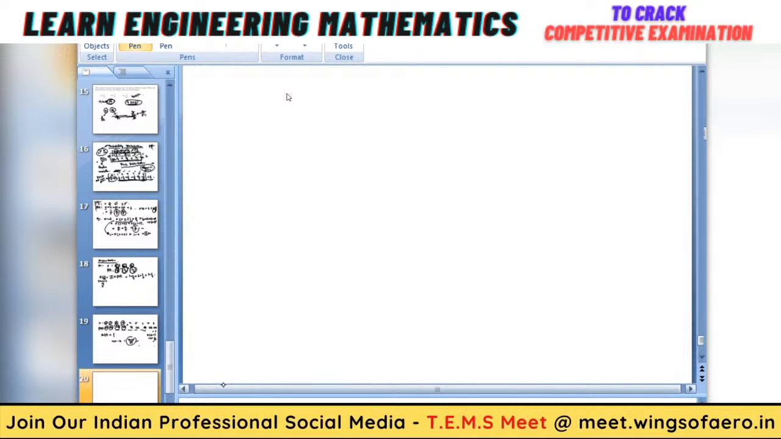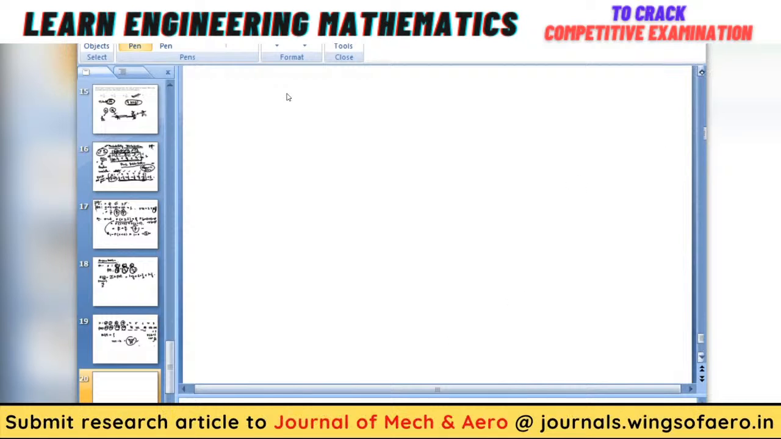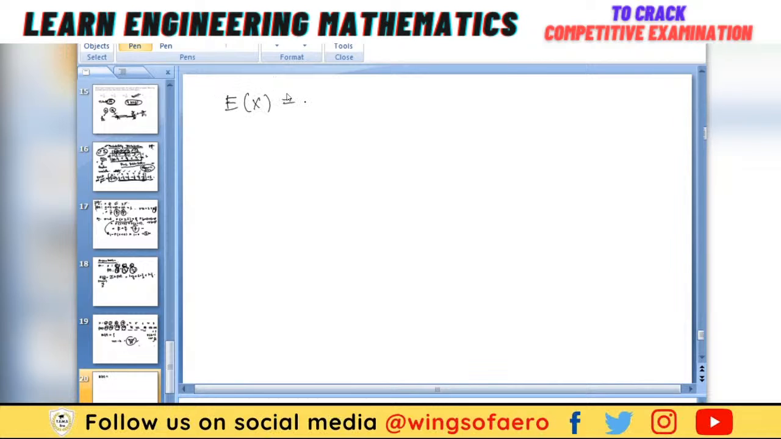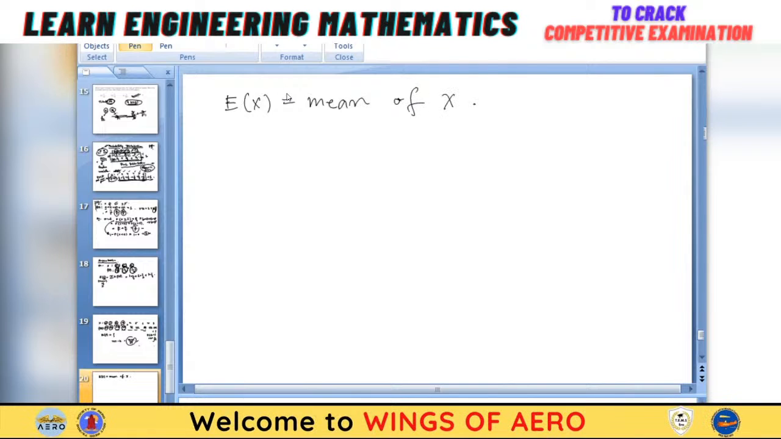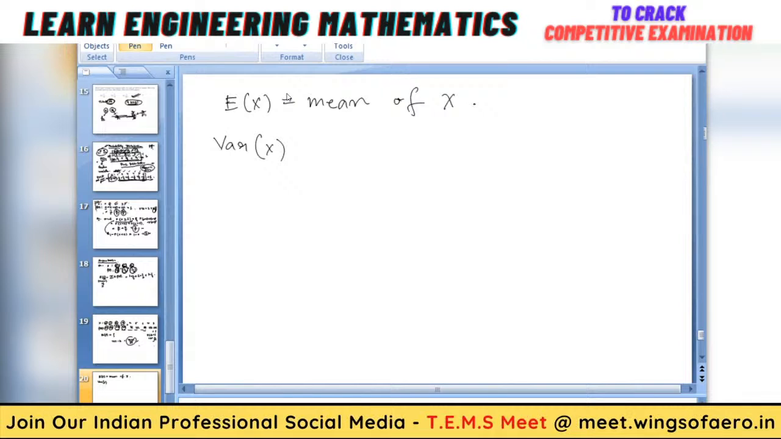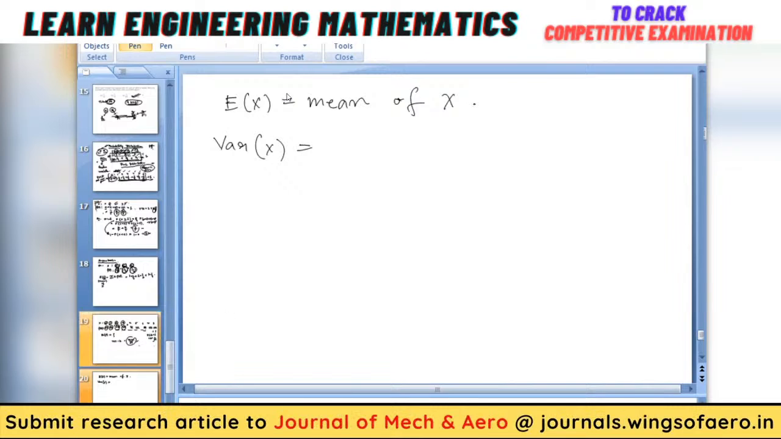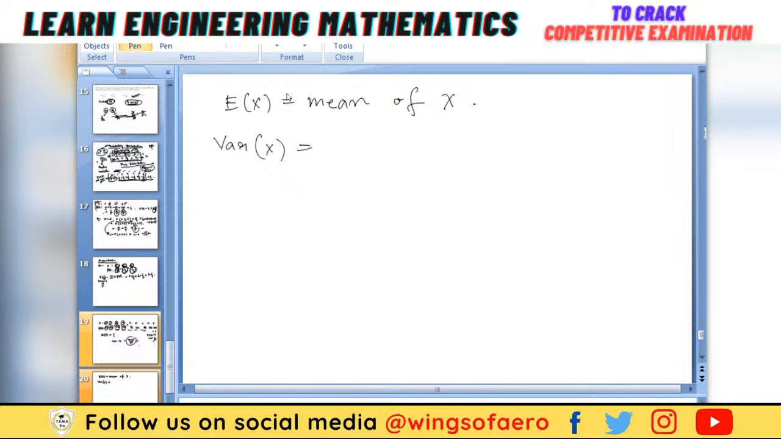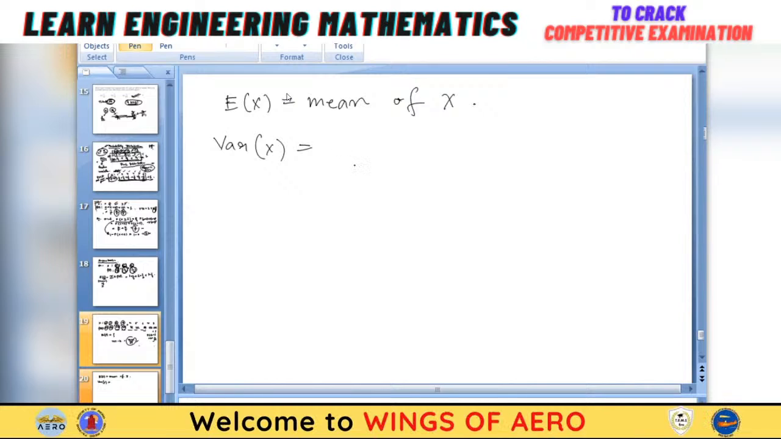Next, variance and standard deviation. So far I have told that expectation of X is equal to the mean of the random variable X. Now what is the variance of this random variable X? If there is a mean, obviously there should be some variance, obviously there should be some standard deviation. Remember this formula. There is a derivation, but since this is an MCQ type of question, derivation is not required. So you have to remember the formula only.